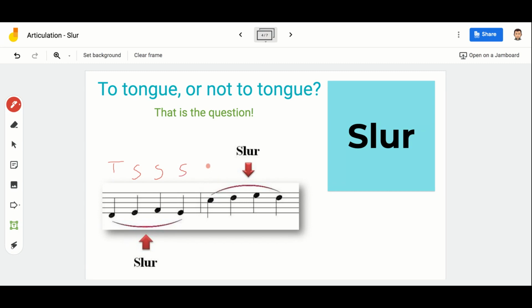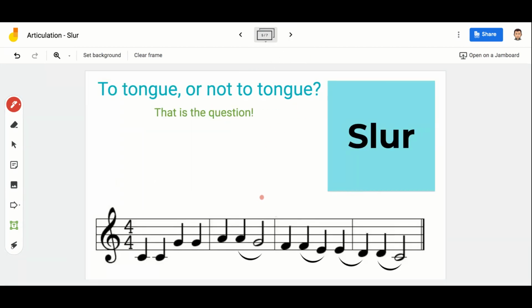Okay, we get to the next set, and now tongue, slur, slur, slur. So that's the easy part of this game, is to identify that you tongue the first one, and then you slur all the rest. And then if a new slur begins, you got to tongue again, and then slur all the rest. So that is the question. Let's look at another example here.